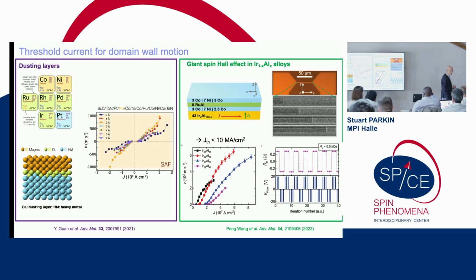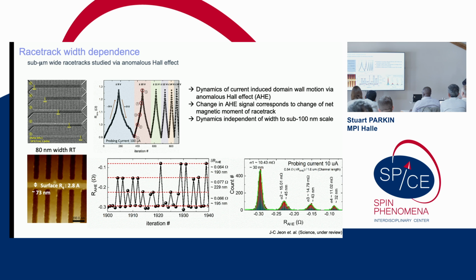And also shown here, we could use little dusting layers, thin layers of platinum, which also similarly change the critical current density because we reduce the magnetic anisotropy, which is not so favored. Well, that's just by way of introduction. Now I want to say we can also, as I showed you, measure optically domain walls in 200 nanometer wide racetracks, but that's not technologically relevant.